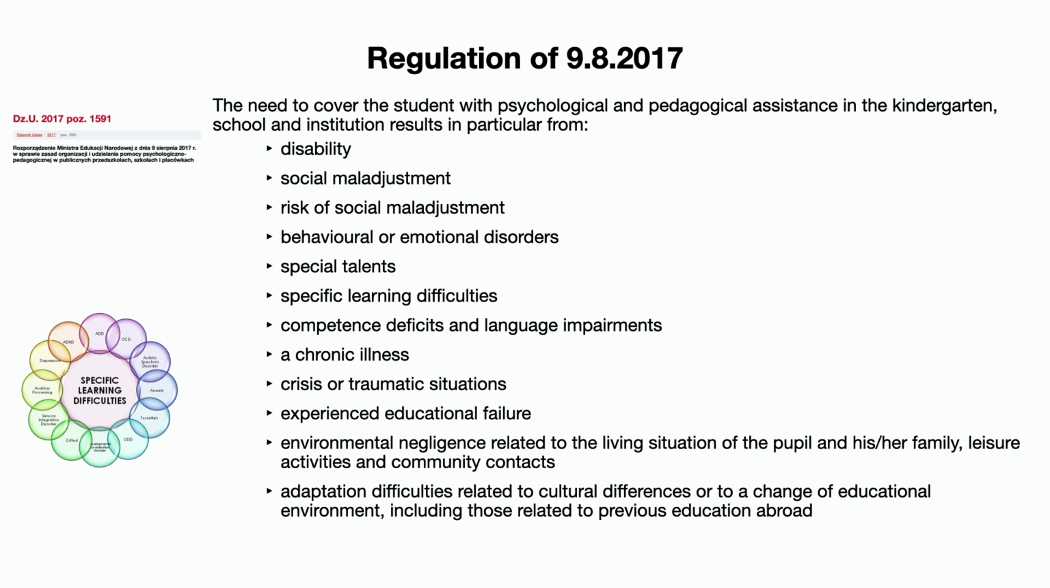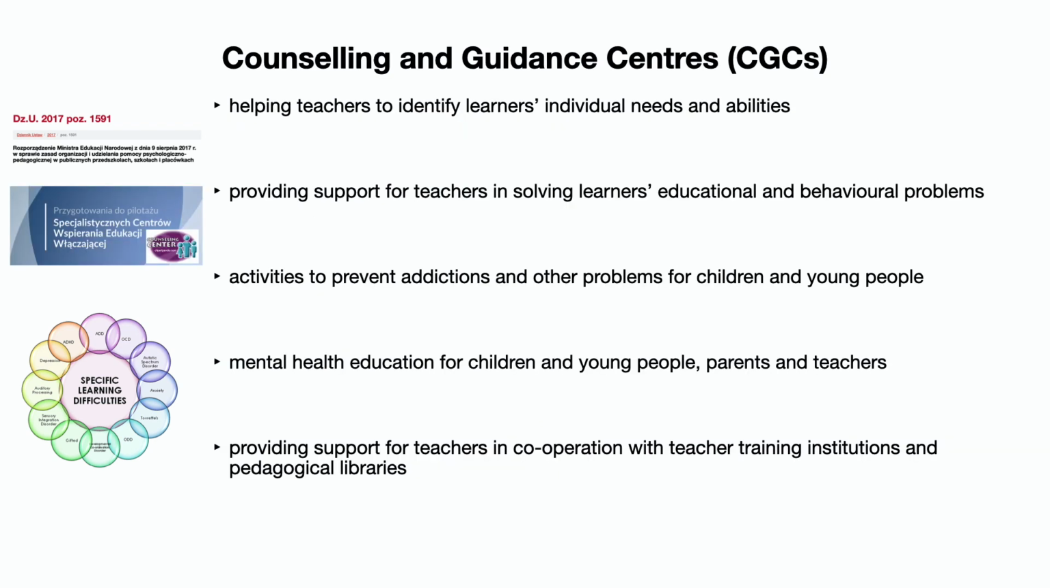The regulation of 2017 contains the principles for organizing and providing psychological and pedagogical assistance in public kindergartens, schools, and institutions. The regulation establishes counseling and guidance centers. These centers aim at helping teachers to identify the individual needs and abilities of learners, providing support for teachers in solving learners' educational and behavioral problems, providing activities to prevent addictions and other problems for children and young people, bringing mental health education for children and young people, parents and teachers, providing support for teachers through cooperation with teacher training institutions and pedagogical libraries.